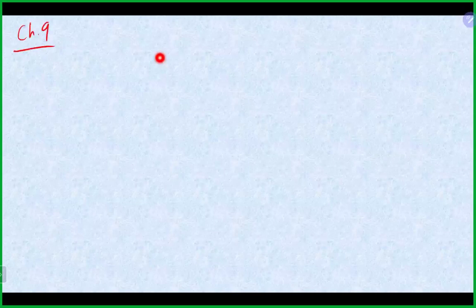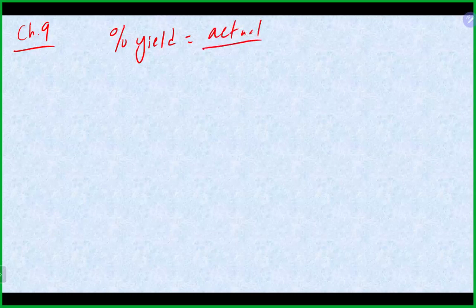We're going to continue on here. Last time we were talking chapter 9 and stoichiometry. And we really got into percent yield and limiting reagents. So remember, percent yield is the actual yield divided by the theoretical times 100%.